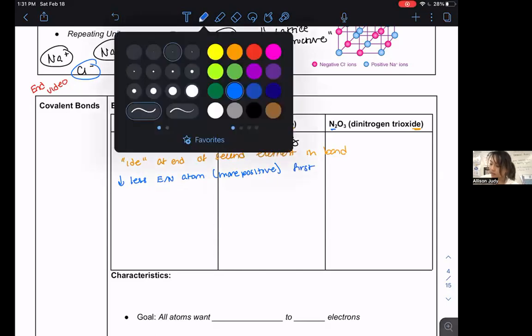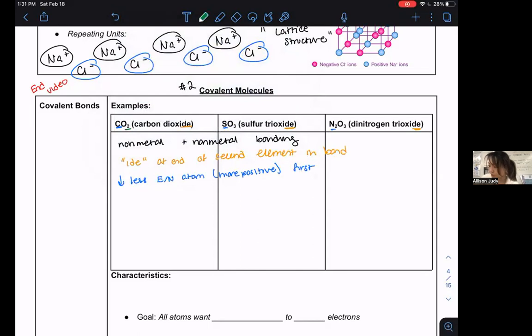Okay. And the more electronegative atom goes second. Okay, the more negative. But again, we don't have a full charge here. We're not seeing a full anion being paired with a full cation. We're just seeing, okay, there's a small difference, okay? That's kind of similar to what we learned in ionic bonding.